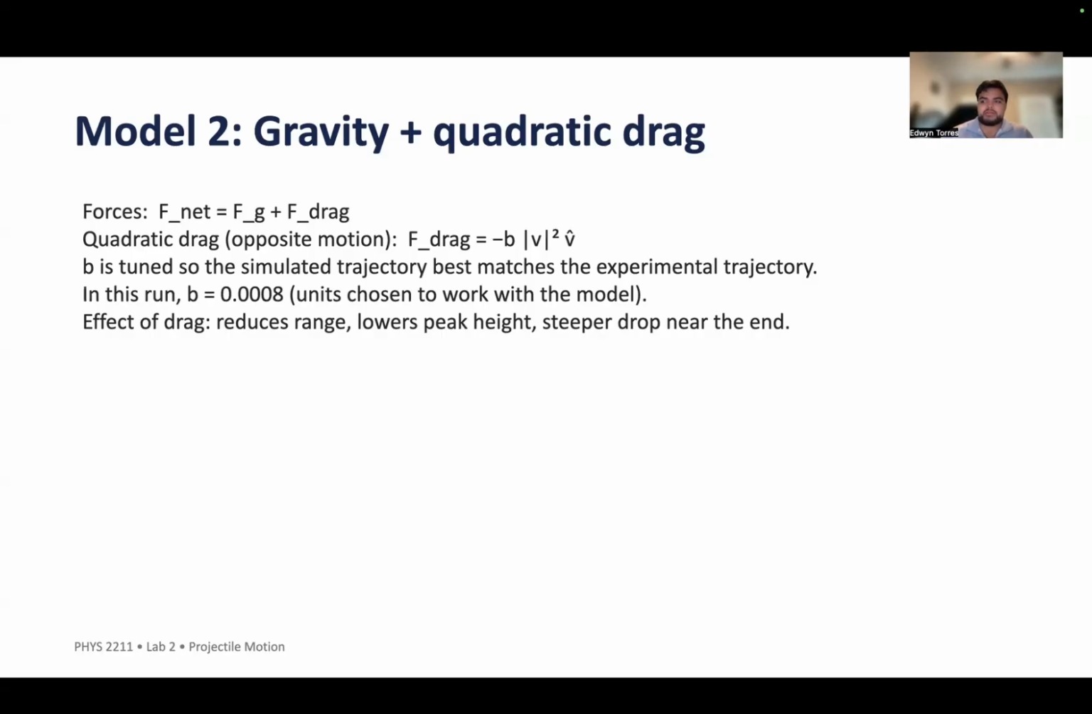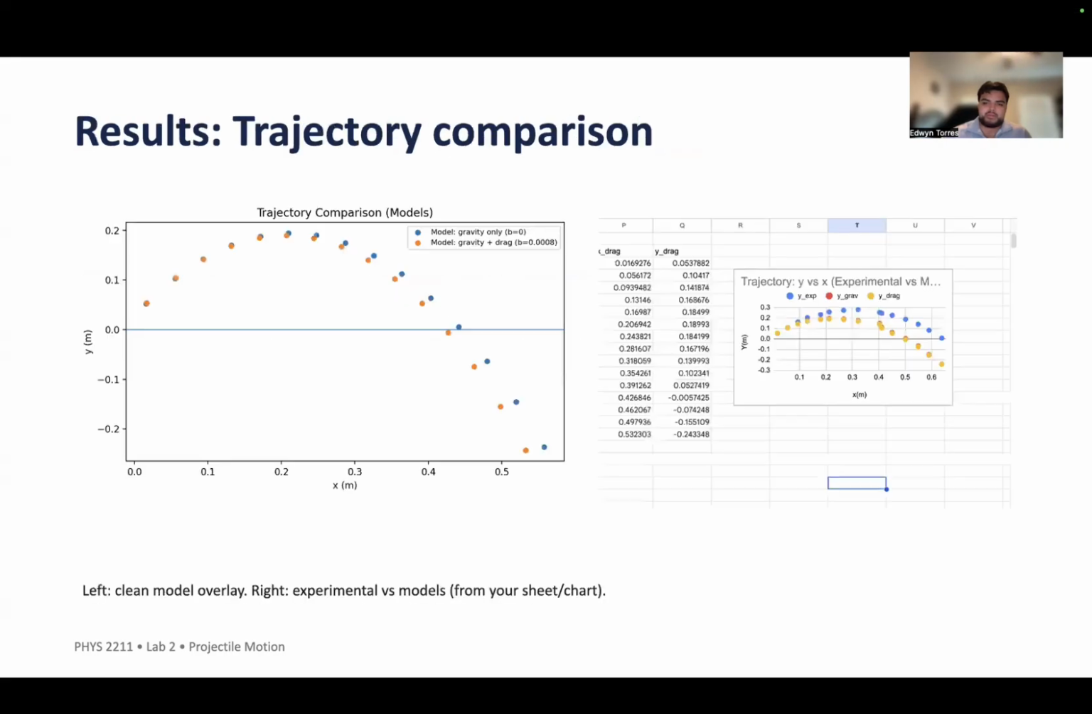I adjusted the drag constant B until the simulated trajectory fit closer to the experimental data. The B value I used was B equals 0.0008. This was my final drag constant. With drag included, the simulated curve becomes closer to the experimental trajectory compared to gravity only. So this is all three. Right here is all three of my models. And as you can see, the gravity and the drag curves are pretty similar.